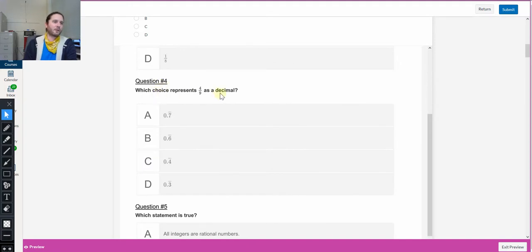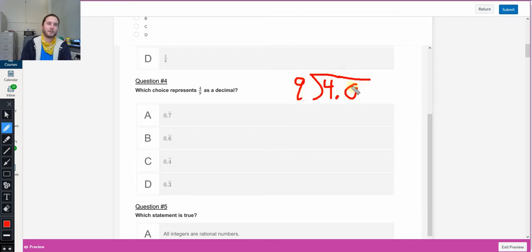For number 4, which choice best represents 4 over 9 as a decimal? Shortcut is, if you remember our notes, a repeating decimal is just going to be that number that is repeating over a 9. If you remember that, you already know the answer is C. It's going to be 0.4 repeating. If you don't know that, you can do it the old-fashioned way and do 4 divided by 9, add a couple of zeros, and you'll see that 9 goes into 40 4 times. And that'll be 36, and it's going to repeat a 4 forever and ever. So yeah, number 4, it's going to be C.